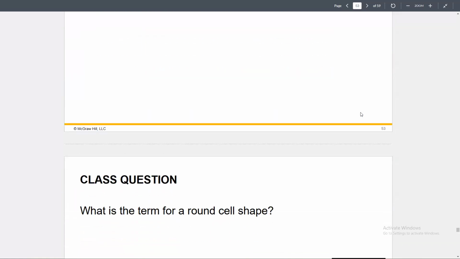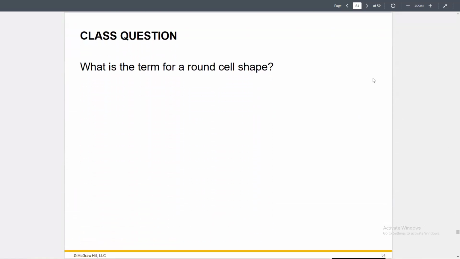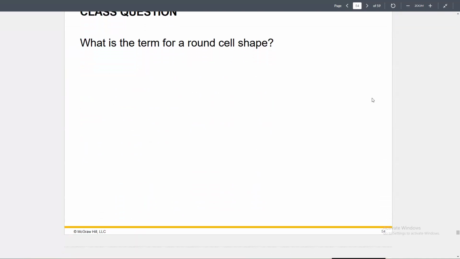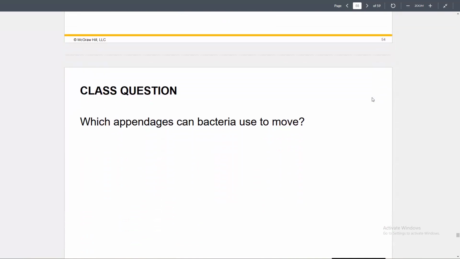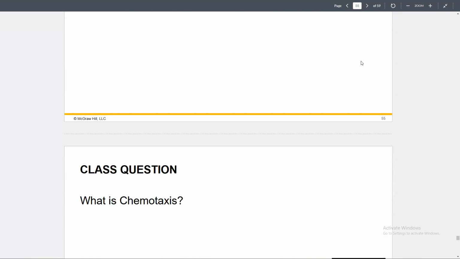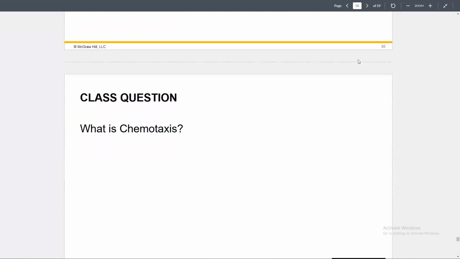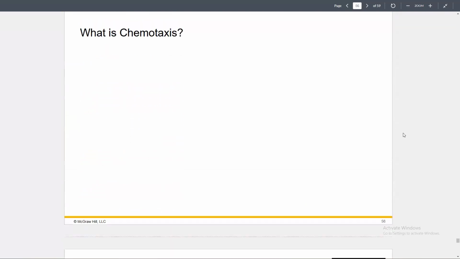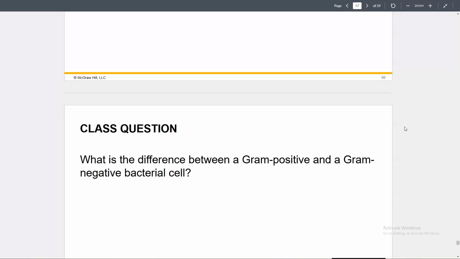So like I said, we're a little over time because of getting this stuff started in the beginning. So guess what? I'm going to go over these. Term for a round cell shape: cocci. Which appendage can bacteria use to move? Flagella. What is chemotaxis? Movement of our bacteria in response to chemical signals. So it could be positive or negative, right? Remember how we're going to rotate those flagella, right?